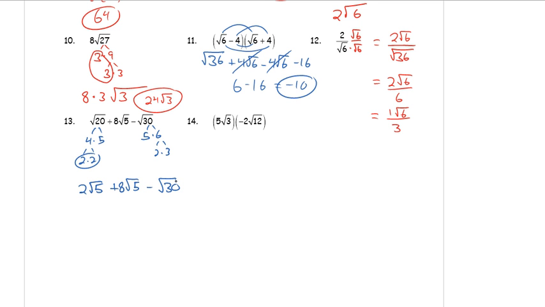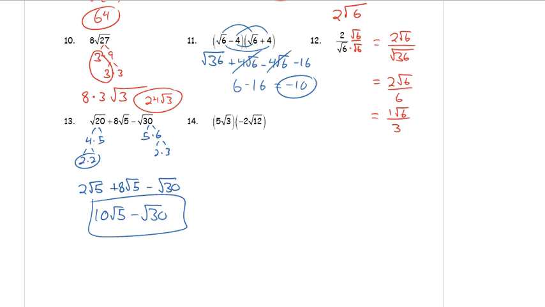Don't force it. Okay, we have what looks like 2x plus 8x. It's the same exact idea, but it's 2 radical 5 plus 8 radical 5. So we have 10 radical 5s. You can think of it like that, minus the square root of 30. That's as much as you can do.